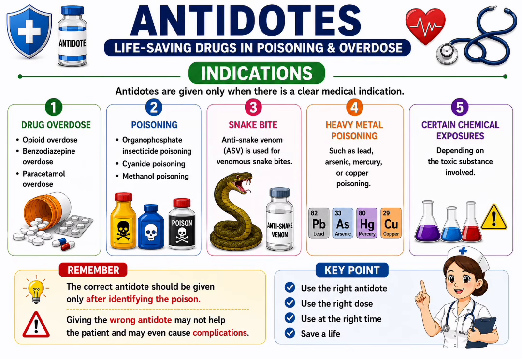A very important point to remember is that the correct antidote should be given only after identifying the poison. Giving the wrong antidote may not benefit the patient and, in some cases, can even lead to serious complications. Now that we know when antidotes are used, the next question is how do they work inside our body? Let's move on to the mechanism of action of antidotes.